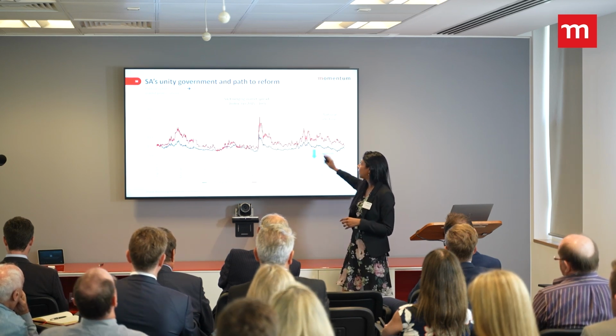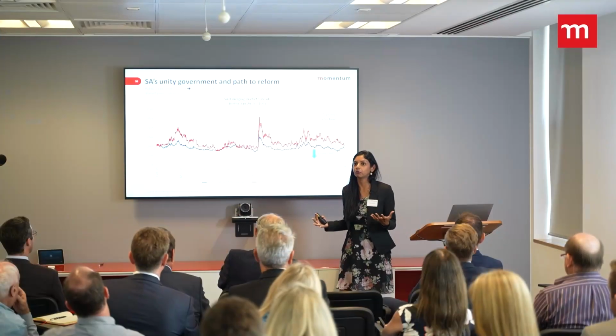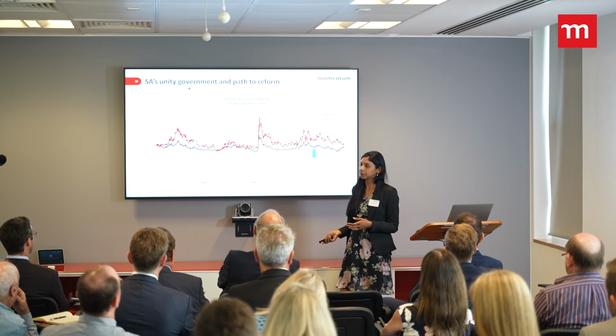And that was also borne out in the credit default swap spreads, which basically tells you about the ability of government to repay. In this slide, you can see that our risk since the election actually came off. We bucked the trend of the emerging markets where risk actually picked up.